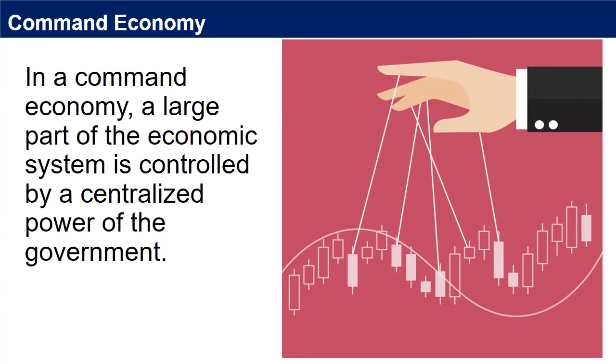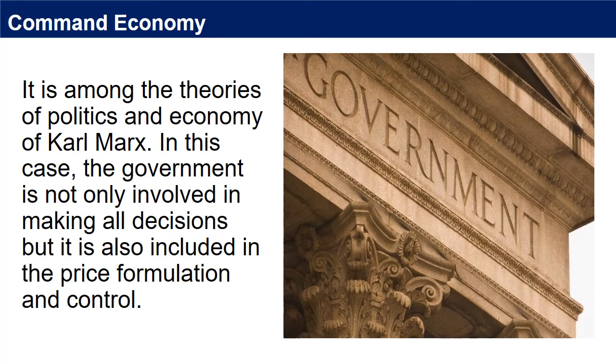In a command economy, a large part of the economic system is controlled by a centralized power of the government. Since the government is a central feature of the economy, they involve everything from planning to redistributing resources to the society. It is among the theories of politics and economy of Karl Marx. In this case, the government is not only involved in making all decisions, but it is also included in the price formulation and control. This type of economic system dictates and answers the basic questions in economics.